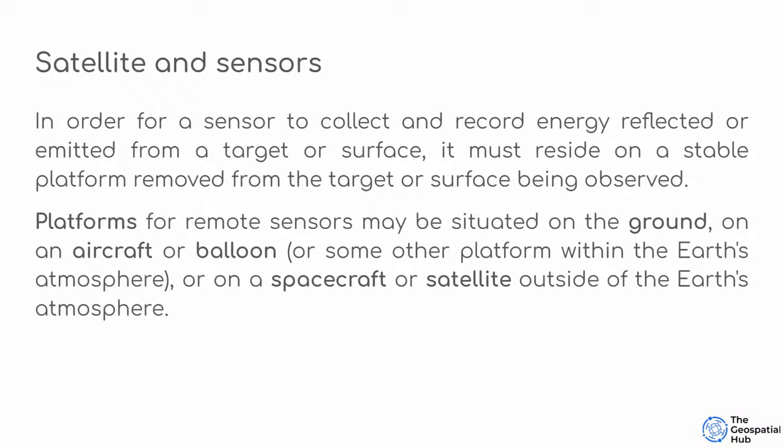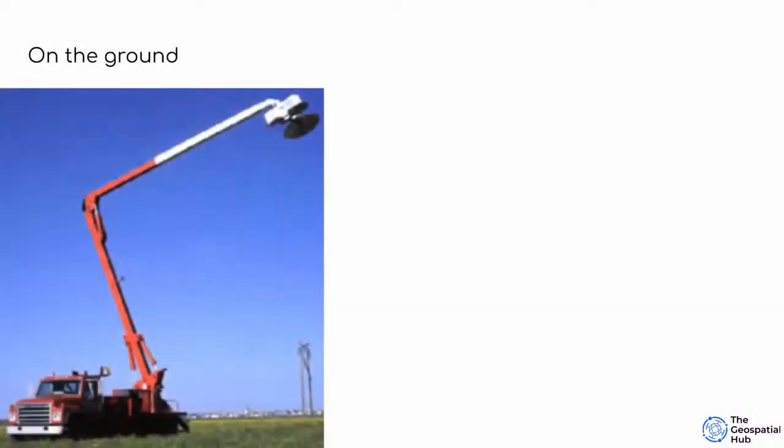So basically, we have our sensor residing on a stable platform. So the platform for remote sensing may be situated, like we mentioned earlier, on the ground, on an aircraft or balloon, and also on a spacecraft or satellite. So basically, this is where the term satellite comes in. We'll be talking more about the platforms. So let's just dive in.